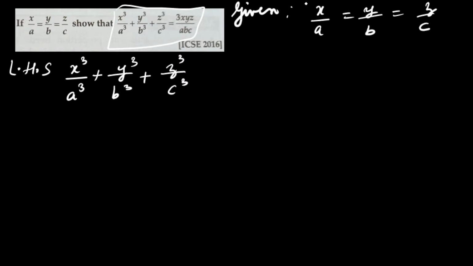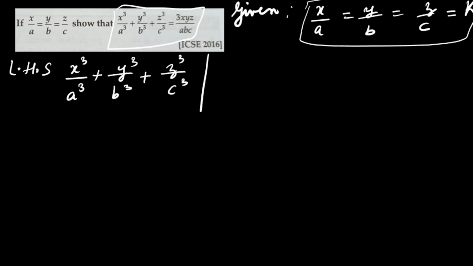When fractions are equal, we can assume the fractions are equal to some unknown variable. Anything we can assume. I'm just writing k. Any variable you can assume. I am not assuming x because x is already there in this expression. So whenever fractions are given to us as equal, we have to assume the fractions equal to some unknown variable.